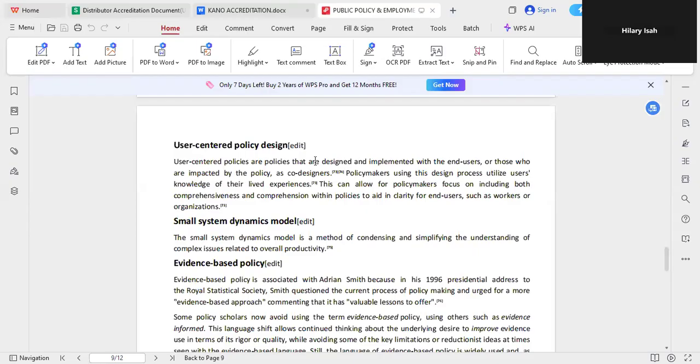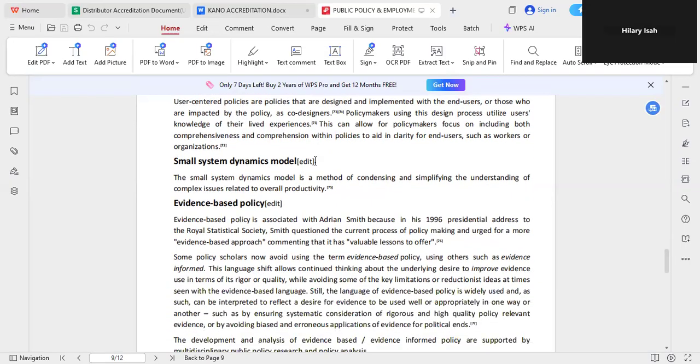So we're talking about user-centered policy design. User-centered policy has to do with giving consideration to the end user. And the end users are those that the system is going to affect, or those that, when the policy is implemented, are going to be within the sphere of those that will be affected. So policymakers and policy design have to consider those at the forefront, on the receiving end of this situation. This can allow policymakers to focus on including comprehensiveness within their policies by factoring in those that will be the end recipients.